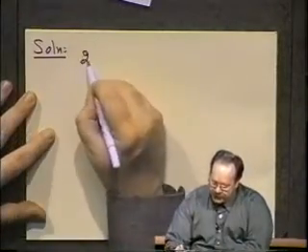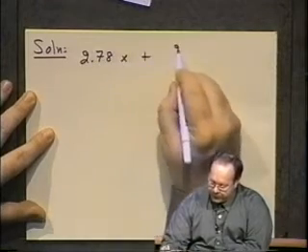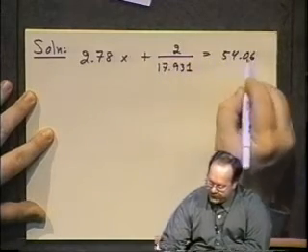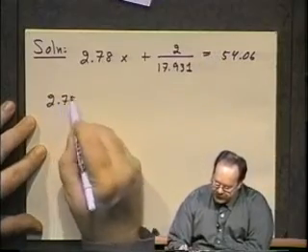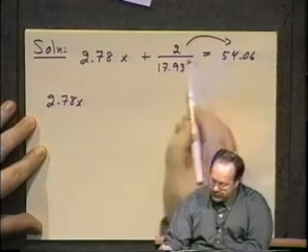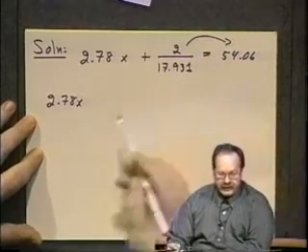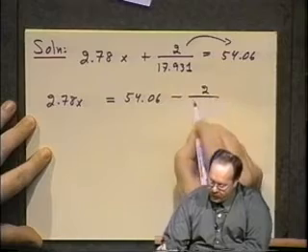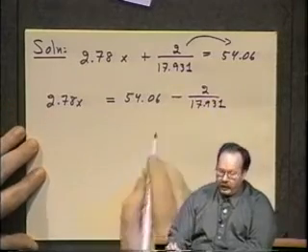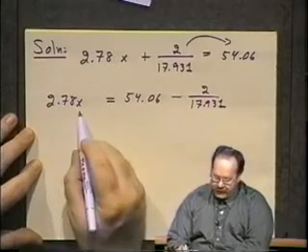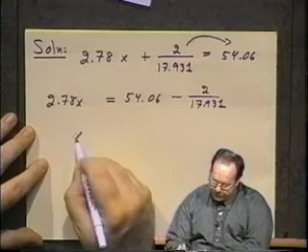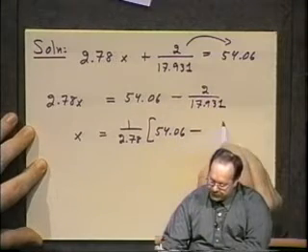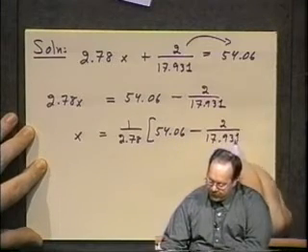Solution. Here's the original equation. Let me write it out one more time for you. 2.78x plus 2 over 17.931 equals 54.06. Then 2.78x, what I'm going to do is take this number, the 2 over 17.931, and move it to the right, by subtraction, of course. So 2.78x is going to be 54.06 minus 2 over 17.931. I will not attempt to simplify this at all. Then I will solve for x by dividing by 2.78. So x will be 1 over 2.78 times 54.06 minus 2 over 17.931.